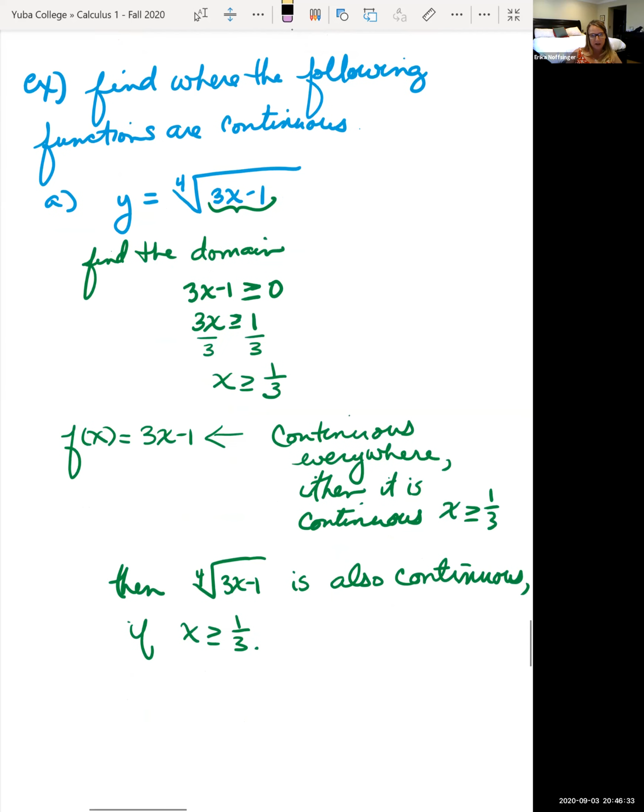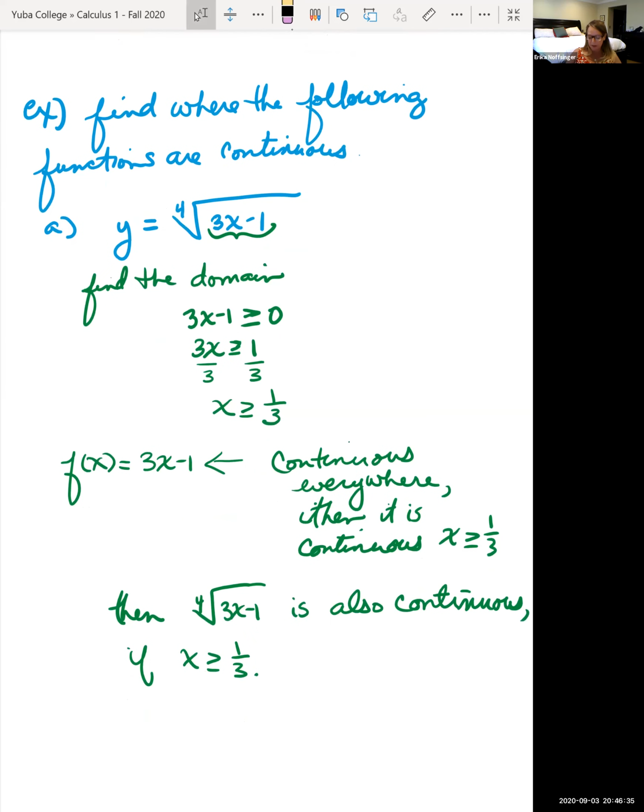And so another way to write this, and they might ask you on MyMathLab to put your solution where it's continuous in interval notation. Since we're including the 1/3, we're going to put that bracket, and then we're going all the way to infinity.